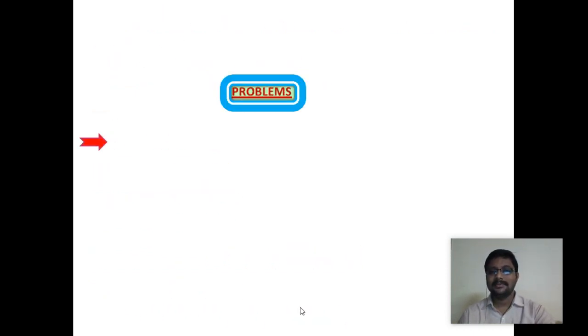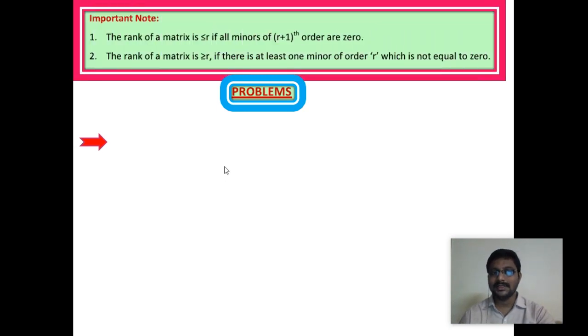No problems. Before going to the problem again, don't forget these two conditions. Condition one: the rank of a matrix is less than or equal to r if all minors of order r plus 1 must and should be 0. Condition two: the rank of A is greater than or equal to r if at least one minor of order r is not equal to 0. These two conditions must hold for the given matrix A to have rank r.